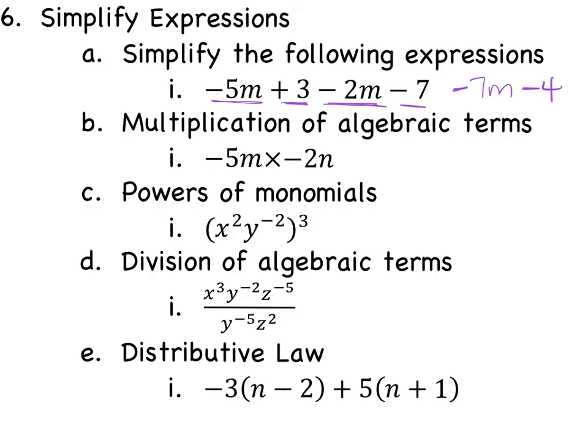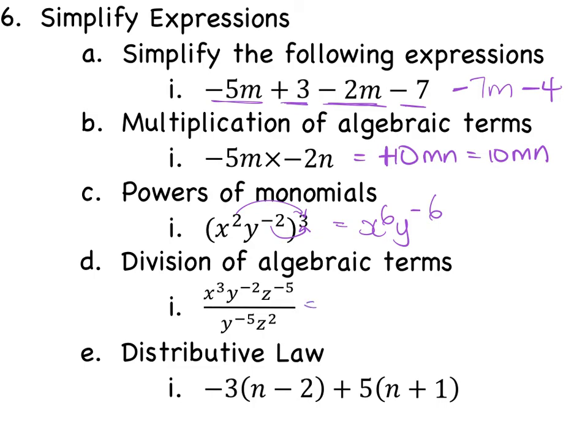Multiplication of the algebraic terms. Multiply the numbers, then we multiply the letters. Minus 5 by minus 2 gives us minus 10. Positive 10, sorry. Minus by minus is a positive. And then we multiply the letters. So we'll get 10mn. Powers of monomials. We multiply the power by the number on the outside, and we will get x to the power of 6, y to the power of minus 6.